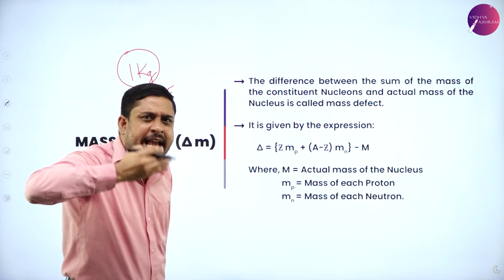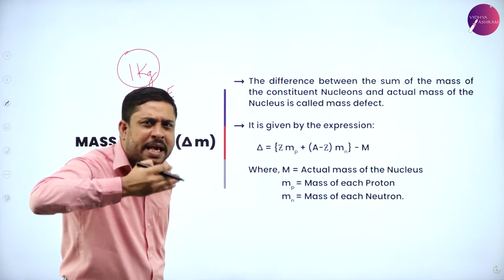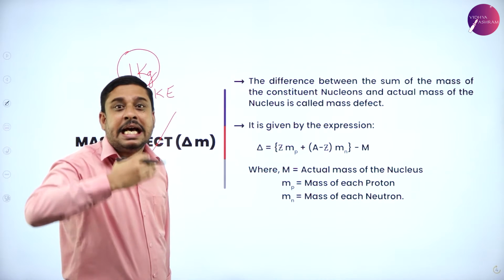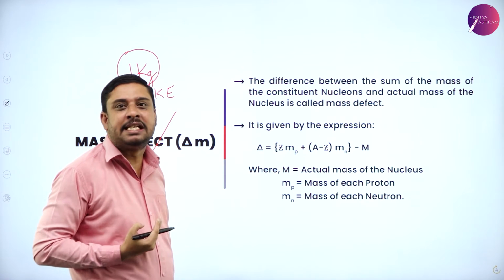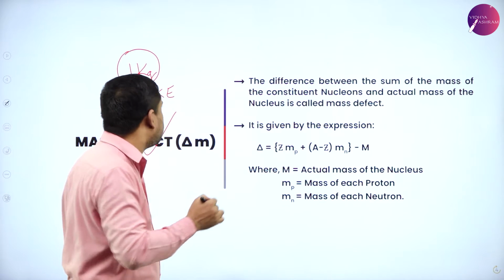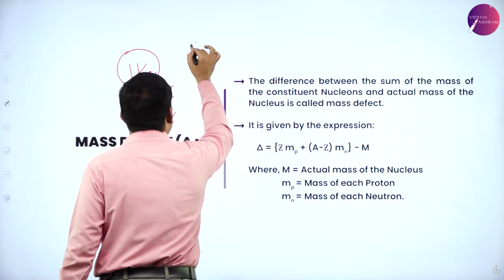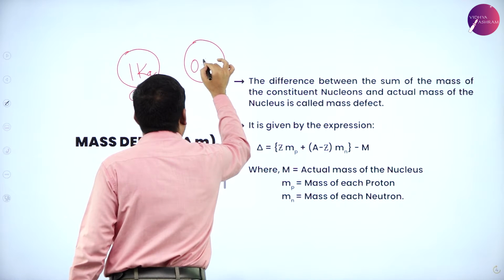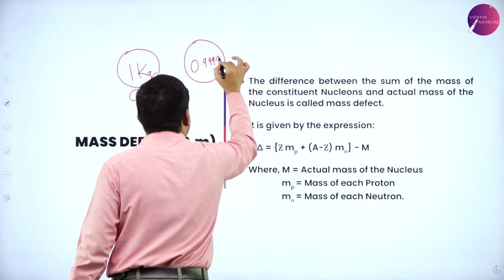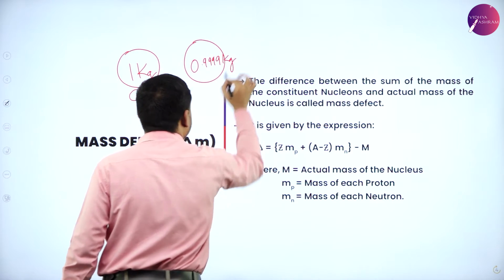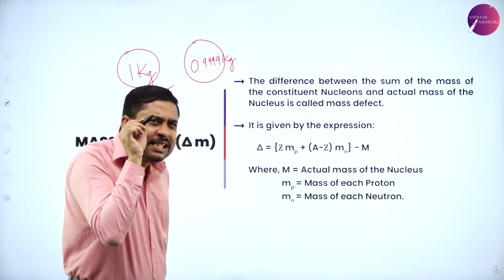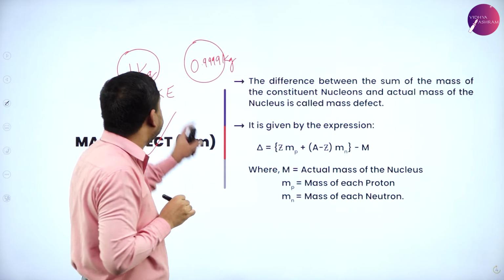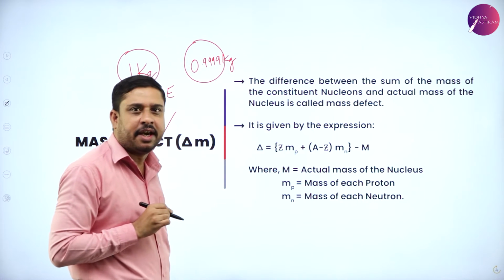I cut the cake into small pieces, very small pieces. Reunite those pieces and measure the mass, it would be something which is 0.999 kgs. So there is a small fraction of mass that is lost here.